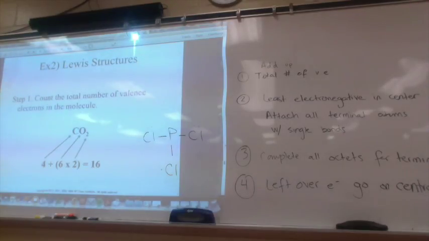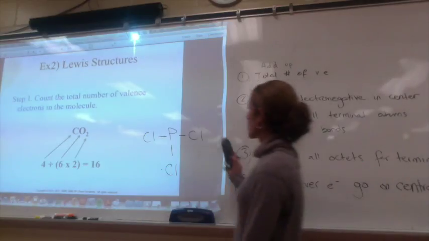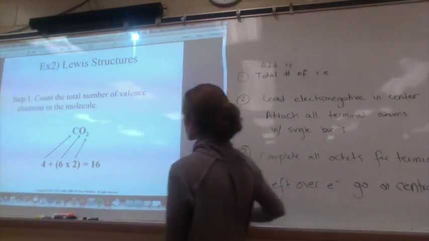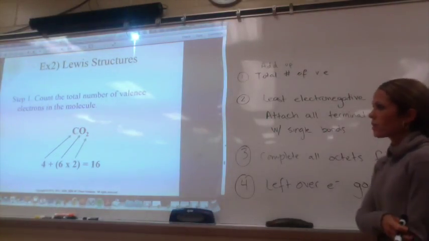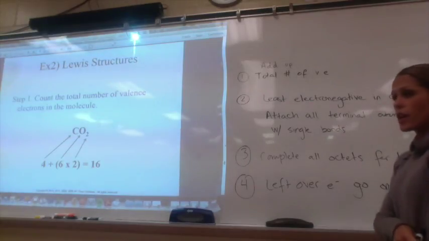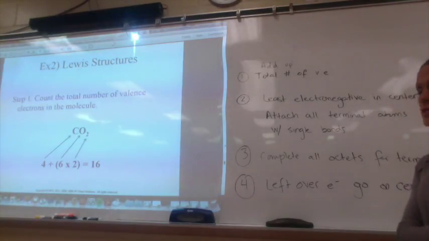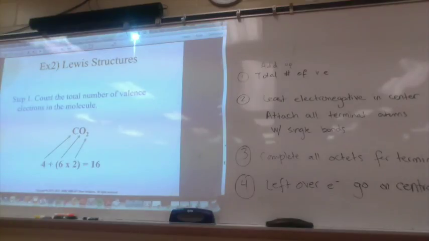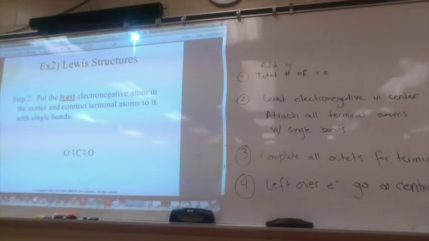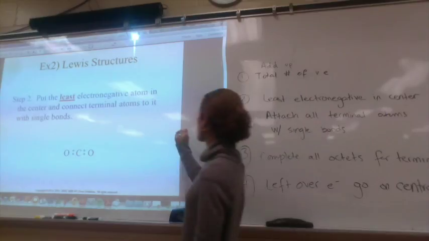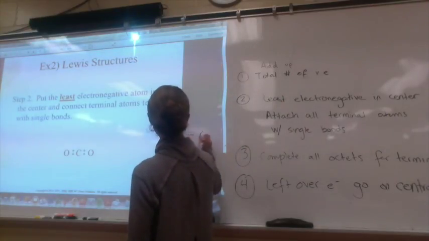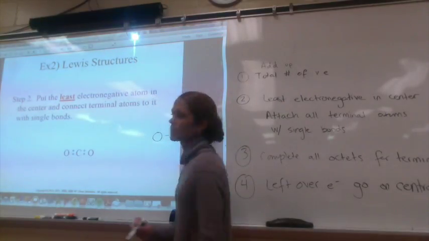All right, let's try it again with carbon dioxide, CO2. So again, we count the total number of valence electrons in the molecule. 4 plus 12 is 16 total valence electrons, right? Step 2, place the least electronegative in the center and your terminal atoms around them and attach them with single bonds. So draw that on your paper.